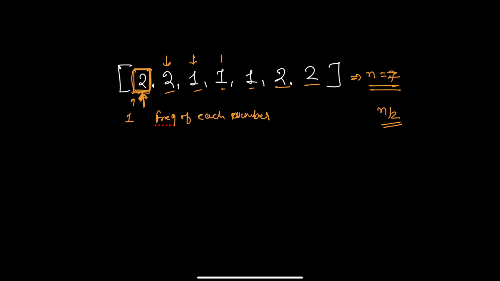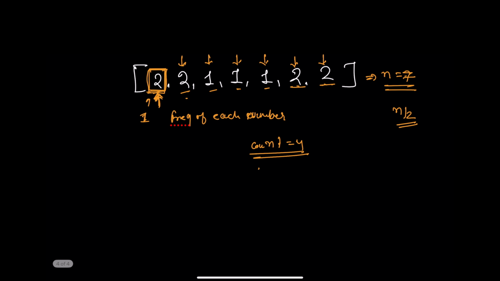1 is not equal to 2, we move ahead. 1 is not equal to 2, we move ahead. 1 is not equal to 2, 2 is equal to 2, so we increase our count to 3. And here 2 is also equal to 2, so we increase our count. Count is 1 2 3 4, so from here we will get our count as 4. Now once we got the count, we will check if count is greater than n by 2, then this is our answer, so we will return nums of i. If not, then we will continue again. We will go to this index and check the occurrence for this index. Same we will do for this.